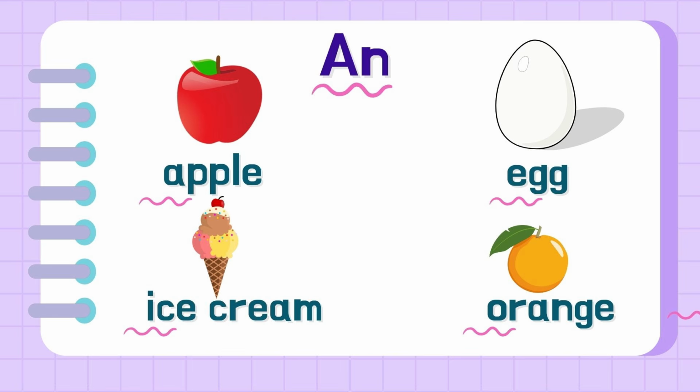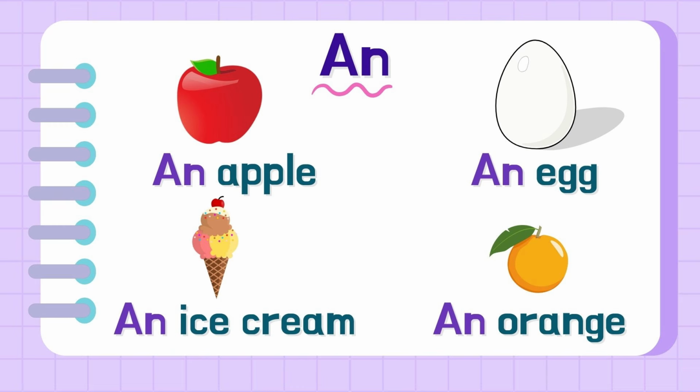If we hear a vowel sound, we have to use, yes, you are correct. For a vowel sound, we use an. So we say an apple, an egg, an ice cream, an orange.